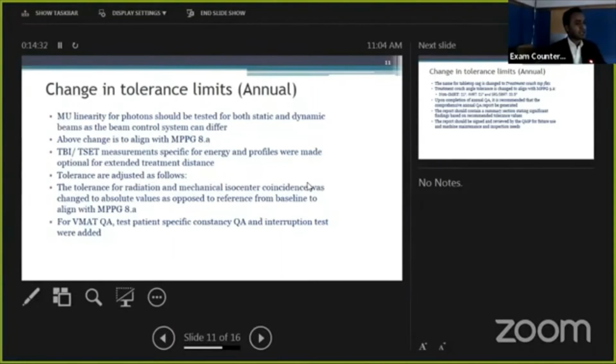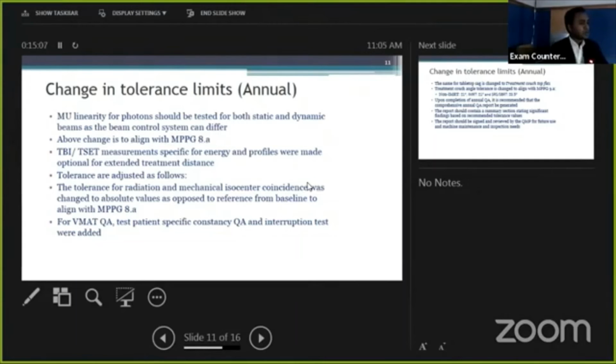The tolerance for radiation and mechanical isocenter was changed to absolute values as opposed to reference from baseline, to align with MPPG 8A. Now the tolerance for radiation and mechanical isocenter is, I think, 2 mm, but they are saying it's now absolute values. Absolute value means you are doing the test and looking at whether it's 2 mm or 1 mm, so you will see the tolerance there. You will not compare these values with the baseline values or values taken at the time of acceptance or commissioning.